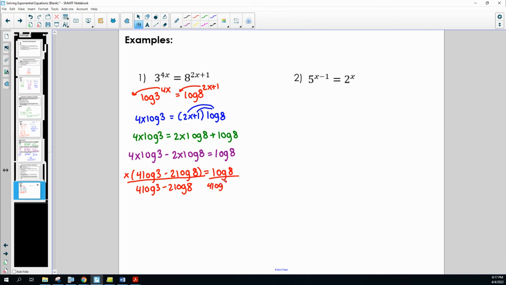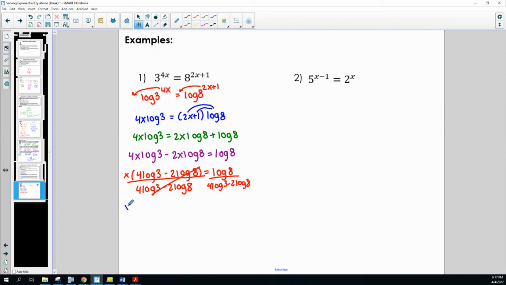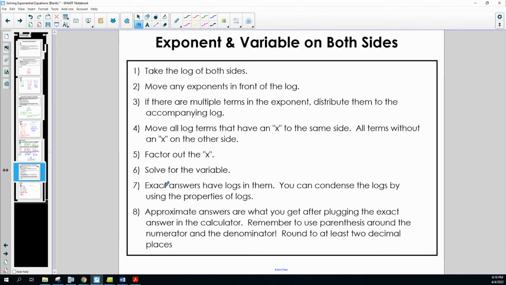4 log 3 minus 2 log 8. So this cancels out. And we end up with x equals log of 8 over 4 log 3 minus 2 log 8. Now technically, this is solved for, right? Exact answers have logs in them, so we have that.